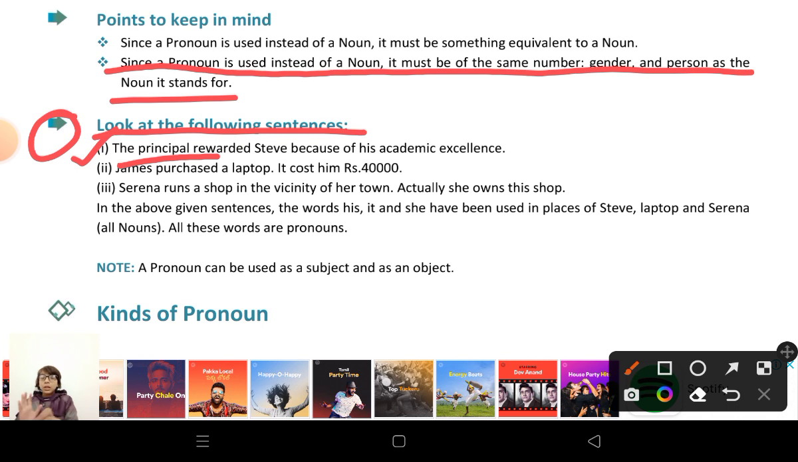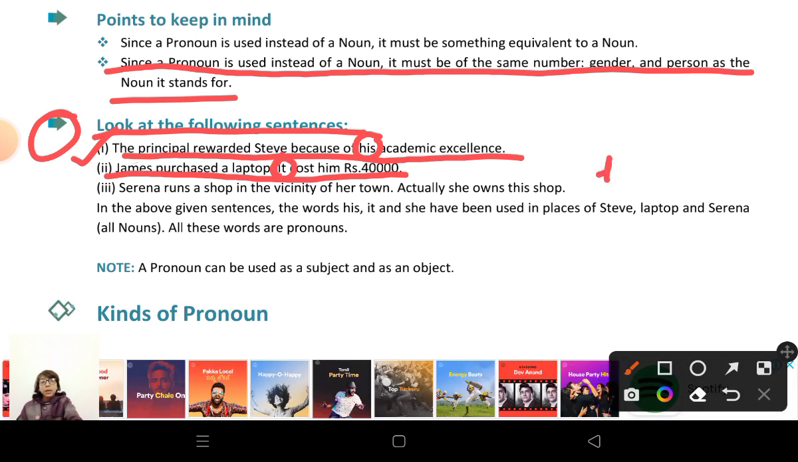The principal rewarded Steve because of his academic excellence. James purchased a laptop. It costs 40,000. Here, the principal rewarded Steve because of his academic excellence. So what is the pronoun being used here? The pronoun used here is his. Okay, and James purchased a laptop. It cost 40,000. Now what is the pronoun here? The pronoun is it.